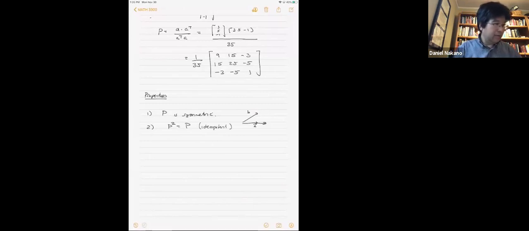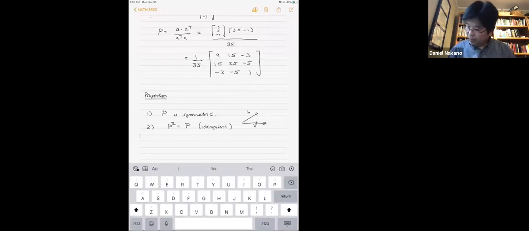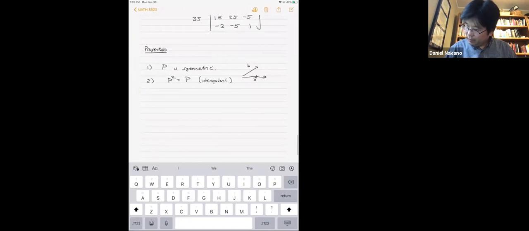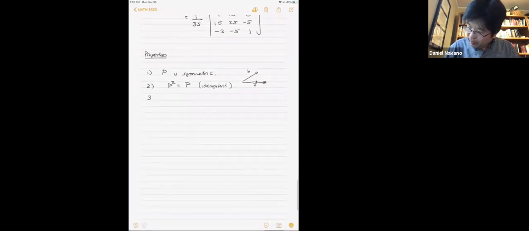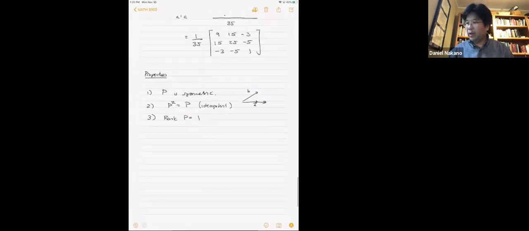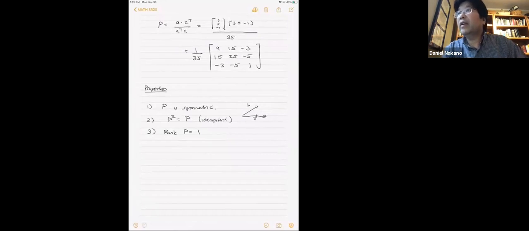And third, the rank of P is 1. Notice that if you take any row in this matrix, it's a linear combination of the first row, and so the rank has to be 1. If you use Gaussian elimination, you're just going to get the top row.